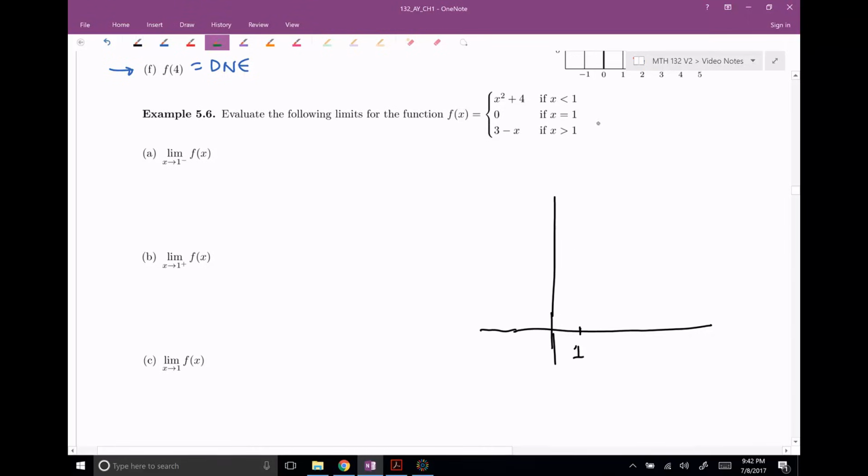I'll do the easy one first. 0 if x is equal to 1. So only when x is equal to 1, its height is 0. So it's right there on the x-axis.